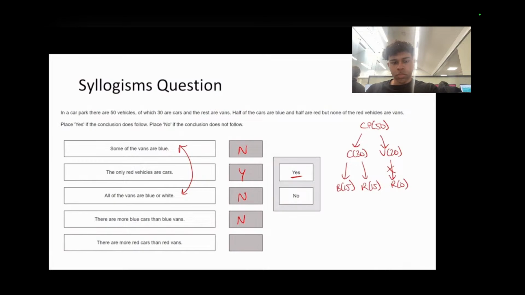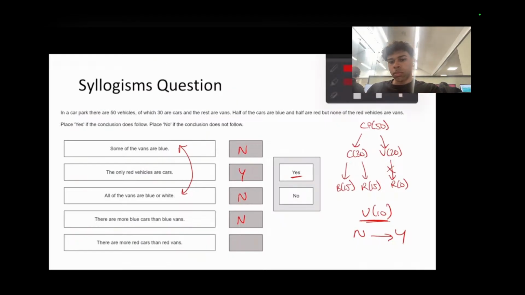Well, what I'm trying to get at here is, imagine we had the exact same question, but we changed the number of vans to 10 now. Okay, just imagine I'm just changing the question. If we change the number of vans to 10, our answer actually becomes yes instead of no. And that's because if we had 10 vans, there would still be 15 blue cars. And so there's no way there can be more blue vans than cars. And so therefore our statement would have to be true.